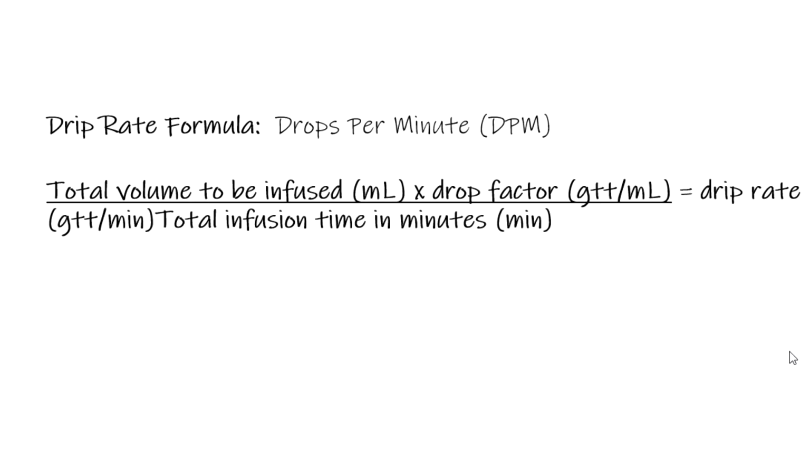Here's the drip rate formula. It's called drops per minute, or DPM. You just take the total volume to be infused, which is milliliters, and then the drop factor, which you found on your IV tubing package. And then you divide it by minutes, which will give you a drip rate. So let's work a practice problem.